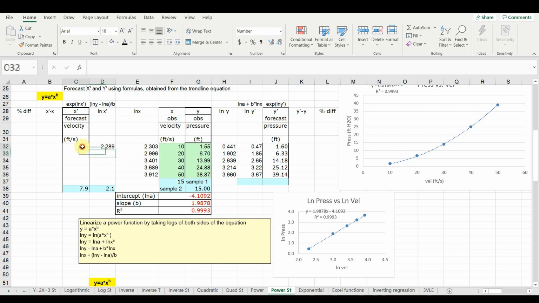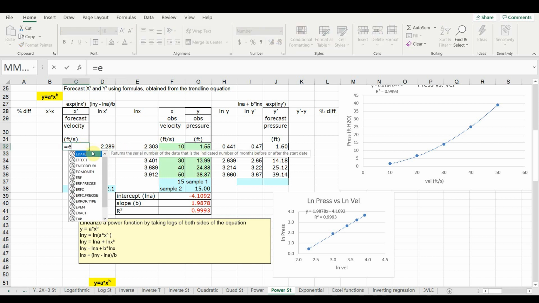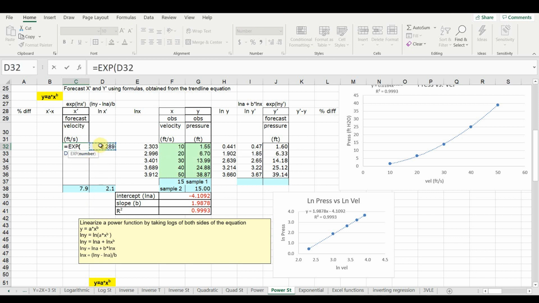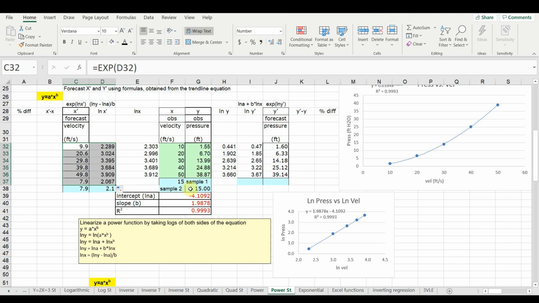Let's get the anti-ln, equals exp of this value, enter. 9.9 instead of 10, those look all right. So there we go, looks pretty good.